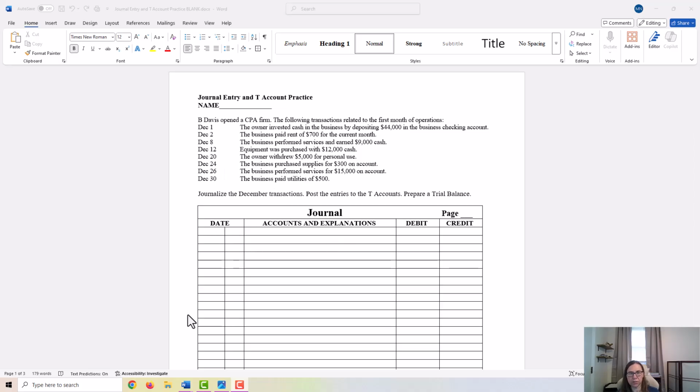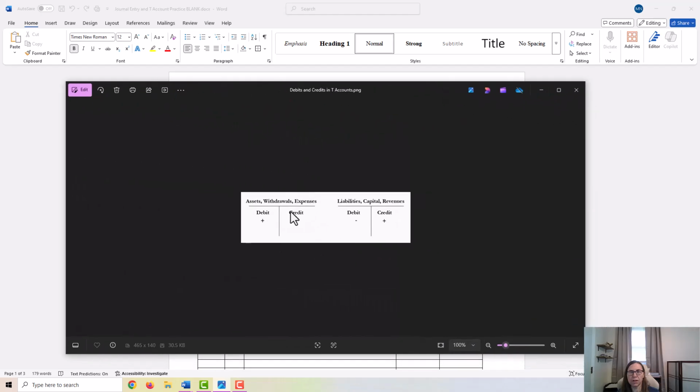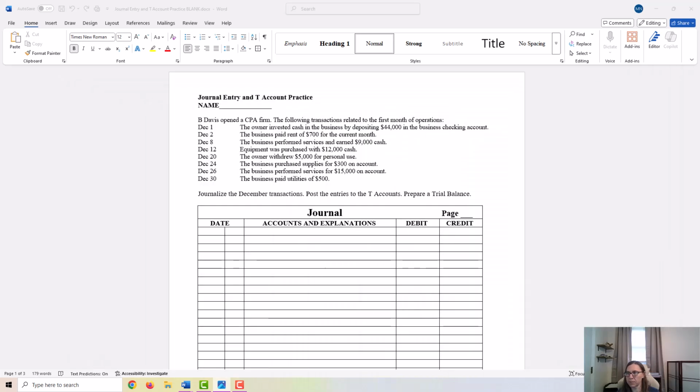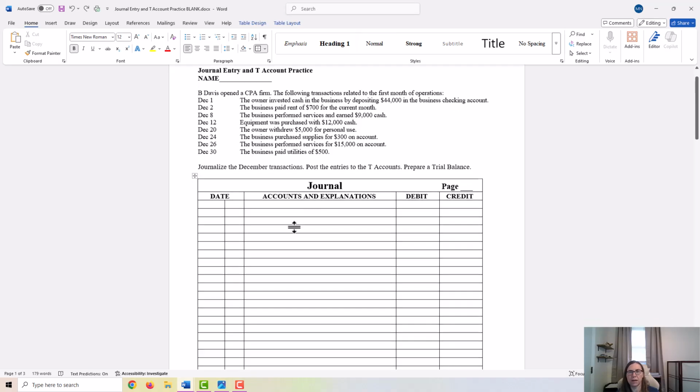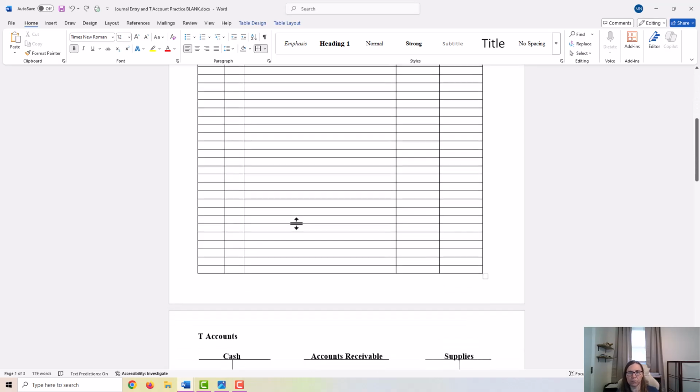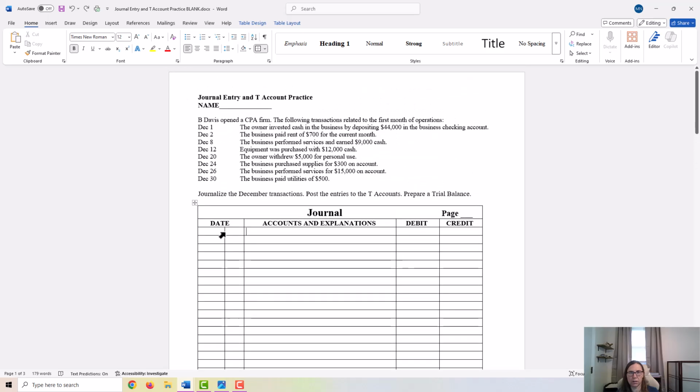Okay, so let's go through these one by one, and we're going to be using the same debit credit rules that we used in the T accounts. Assets, withdrawals, expenses, we add to those with debits, subtract with credits. And then everything else is the opposite. You add with credits, subtract with debits. I'm just going to go through these transactions one by one, show you the journal entry, and then afterwards we'll go over to the T accounts.